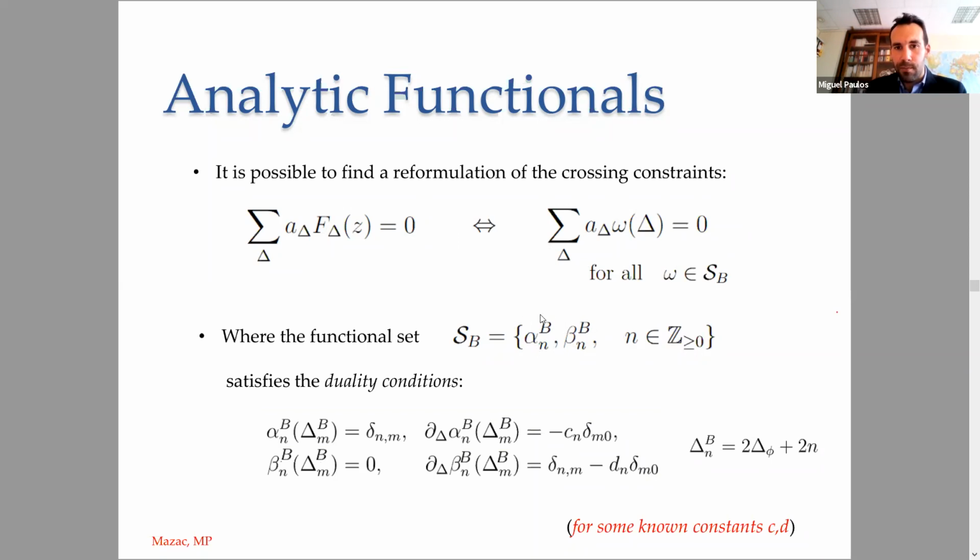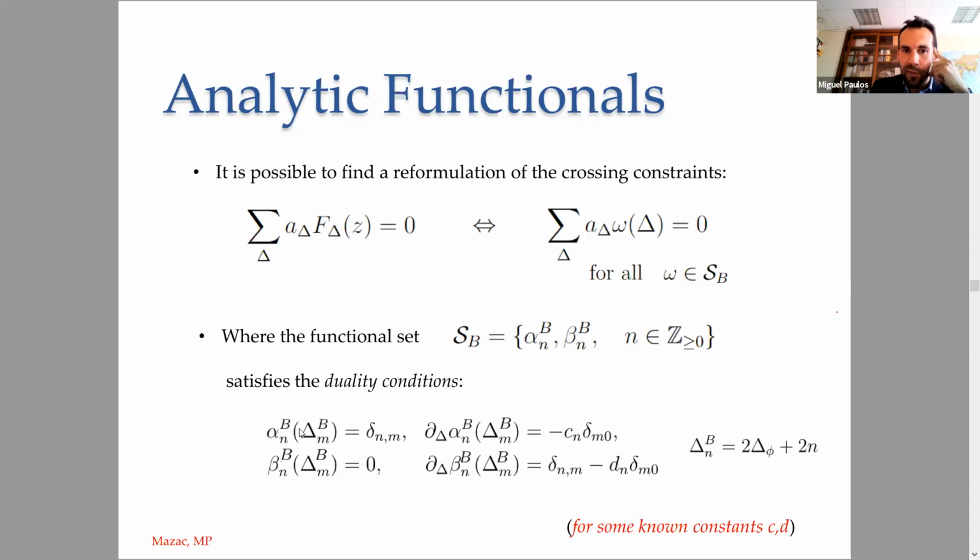And I'm going to tell you the properties of these functions. So what are these functions? These are functions that you can obtain, again, by smearing the crossing equation against some special kernels, which you can construct explicitly. But the point is that these functions have some very nice properties, namely that they satisfy some duality conditions in the following sense.